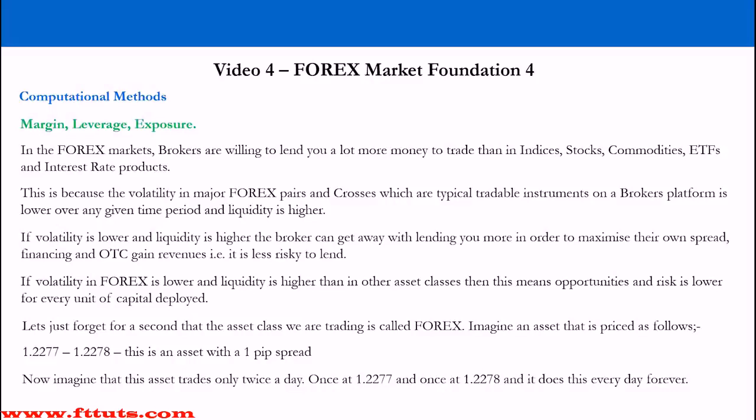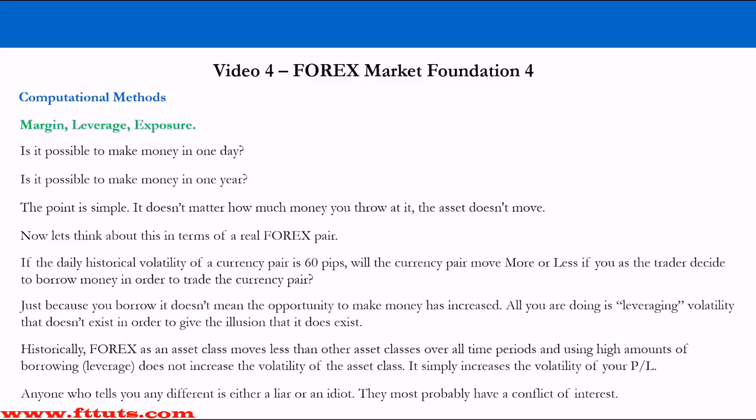And imagine that this asset just trades only twice a day. So it trades on the bid 1.2277, and it trades on the offer at 1.2278. And it does this every day forever. Well, if it does this every day forever, you have to ask yourself the question, is it possible to make money from this asset in one day? Is it possible to make money from this asset in 1 year? Well, of course not. The point's really simple. It doesn't matter how much money you throw at this asset, the asset just doesn't move.